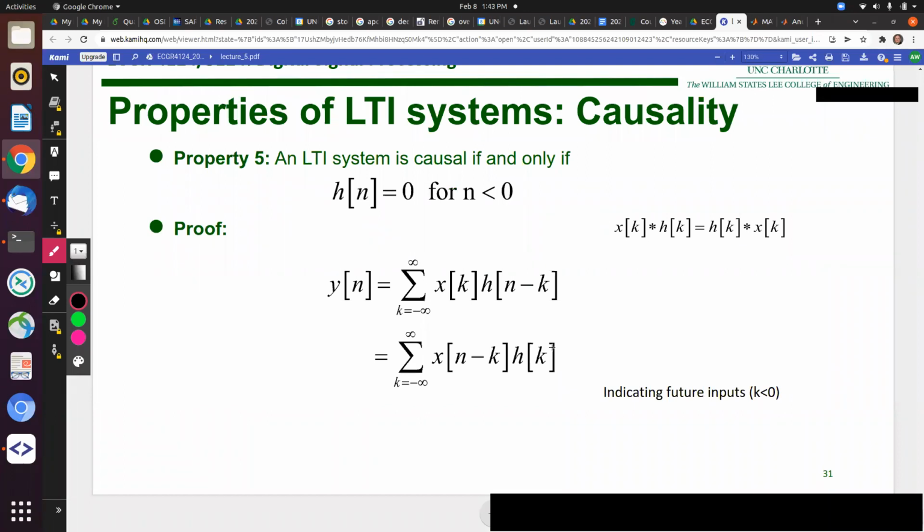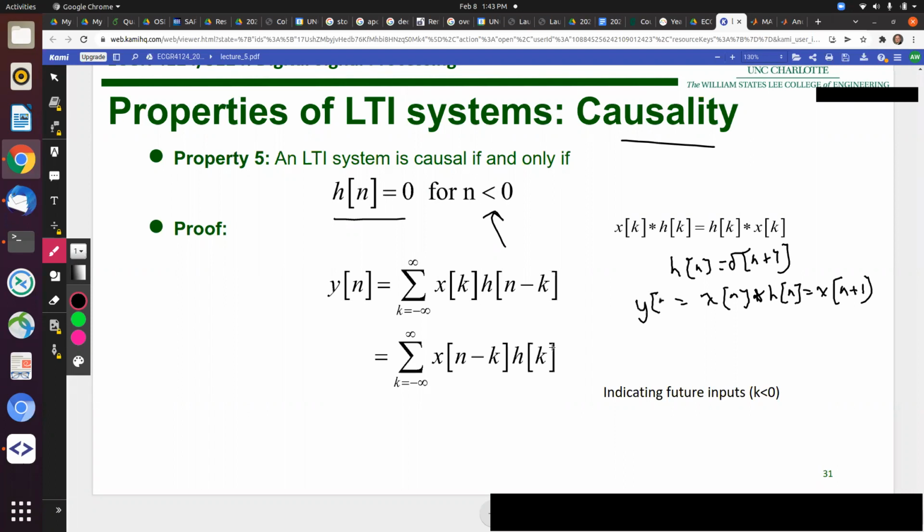Causality. If you have a causal system, the only thing that requires on h is that it has 0 values for any value of n that's less than 0. If h of n is defined for any value of n that's less than 0, it is not causal. Let me give you an example. h of n is equal to delta of n plus 1. If I do x of n convolved with h of n, what do I get? x of n plus 1, and that would be equal to y of n.